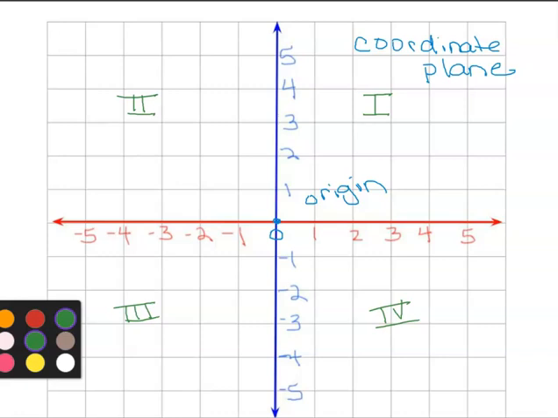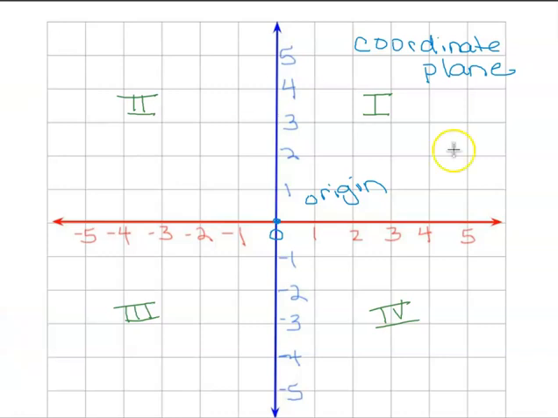Let's talk about what the horizontal and vertical number lines are called. This is called the x-axis. The horizontal is called the x-axis. And all the numbers that we talk about on the x-axis are called x-coordinates or x-values. The vertical number line is called the y-axis. And all the numbers that refer to anything on the y-axis are called y-values or y-coordinates.